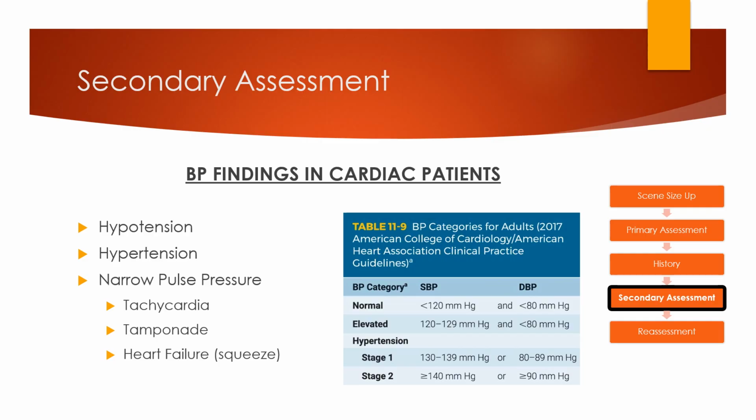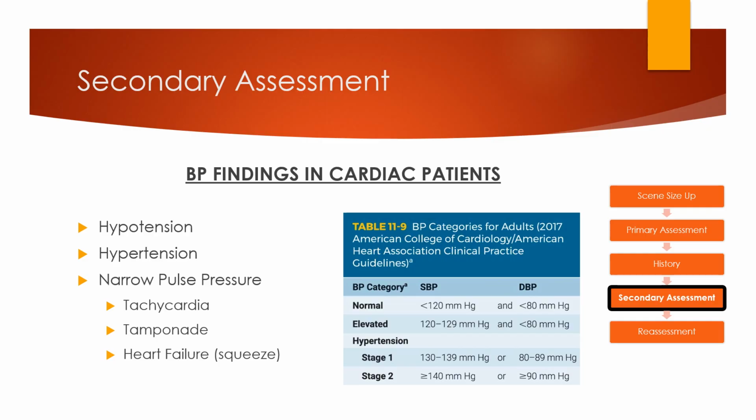You're considered elevated if you're between 120 and 129 systolic, and you're still under 80 with your diastolic. In stage 1 hypertension, your systolic is 130 to 139, or your diastolic is 80 to 89. And then you're in stage 2 hypertension if your blood pressure is over 140 systolic or greater than or equal to 90 diastolic. So you may have diastolic hypertension, but your systolic may be normal. Okay, so those are the newer guidelines for blood pressure.